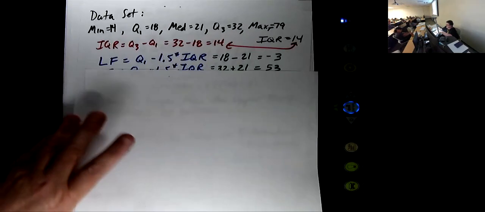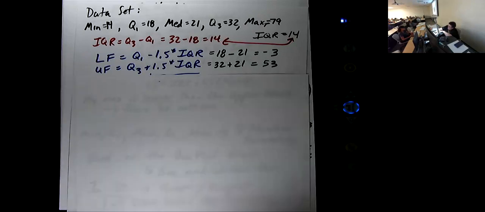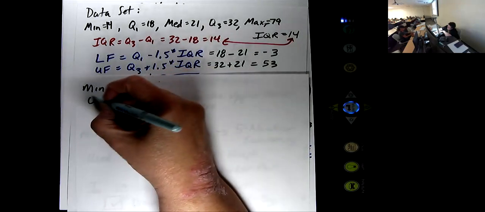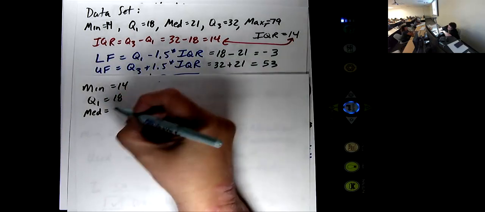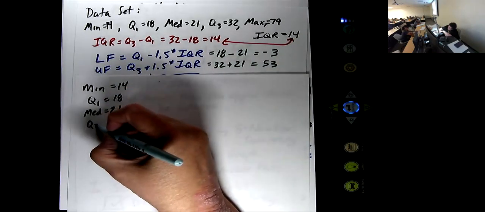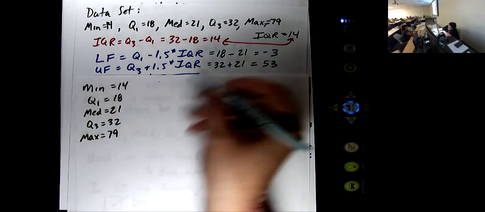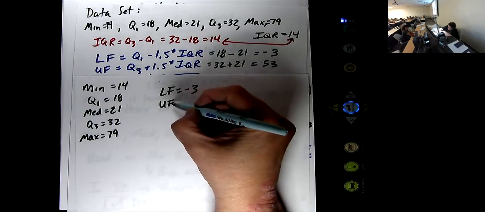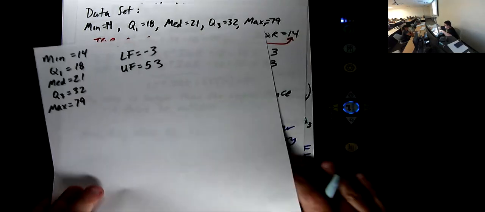All right, those are my values that I'm going to use on my graph, so I'm putting them up here where I can see them. Maybe I should rewrite it. So min is 14. Q1 is 18. Median is 21. Q3 is 32. And max is 79. My lower fence is -3. And my upper fence is at 53. Now I don't need those other pages.